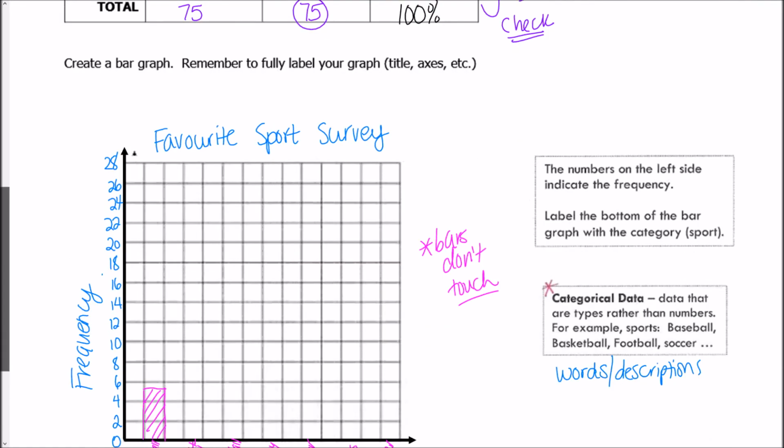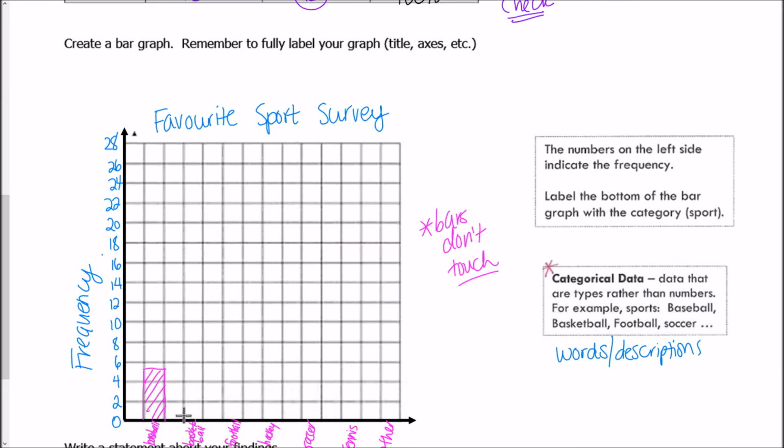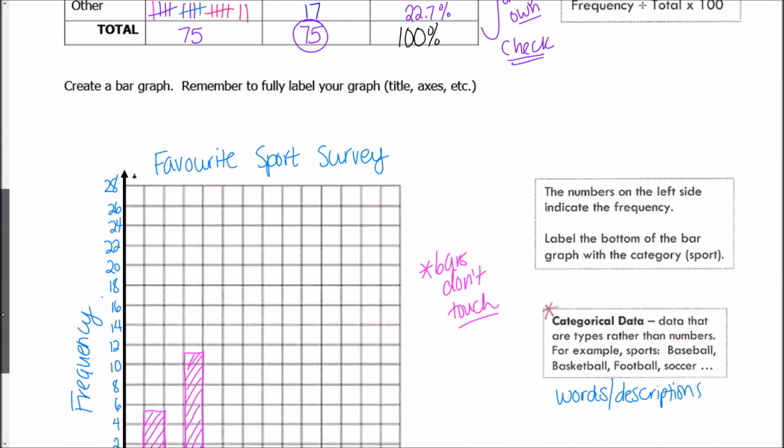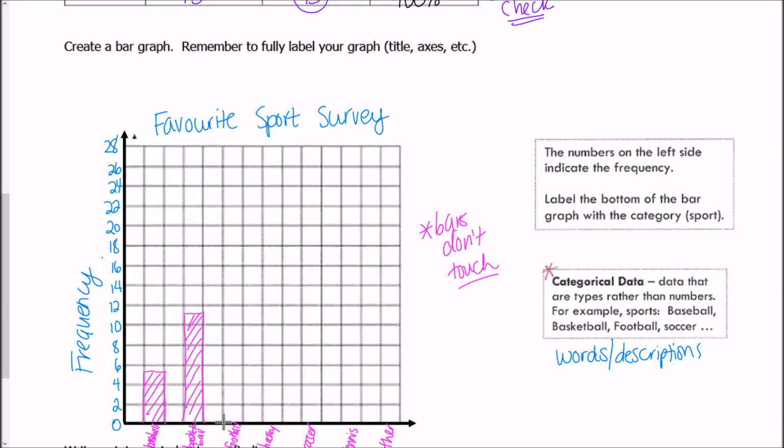We know basketball will go up to 11. So our next bar will go all the way up to 11. And it will not touch the bar to the left of it or to the right of it. Okay. Football, we know 6 people chose football. So I'm going to go up to 6 right here for football. For hockey, we had 22 people choose hockey. So I'm going to go all the way up to 22 for hockey right here.